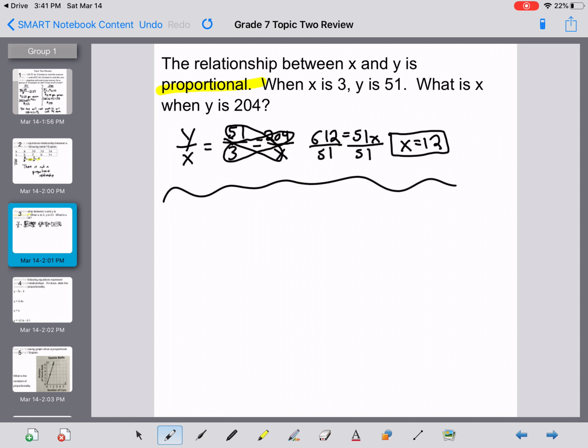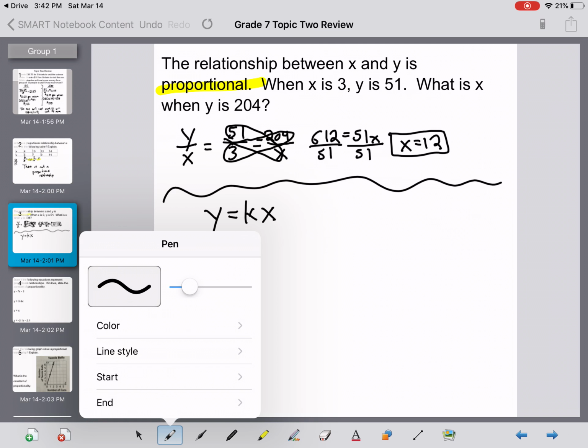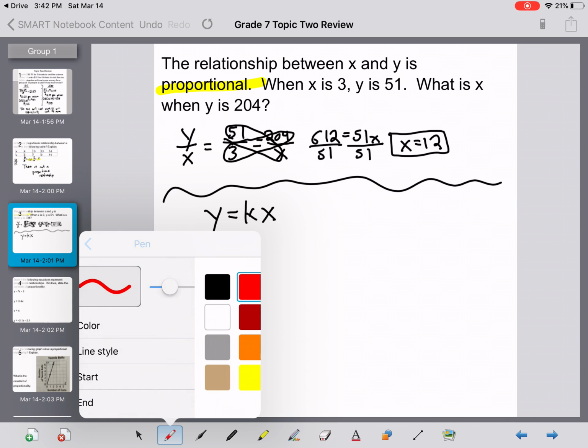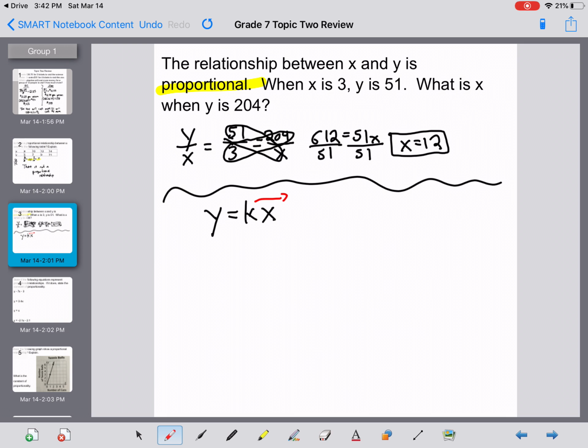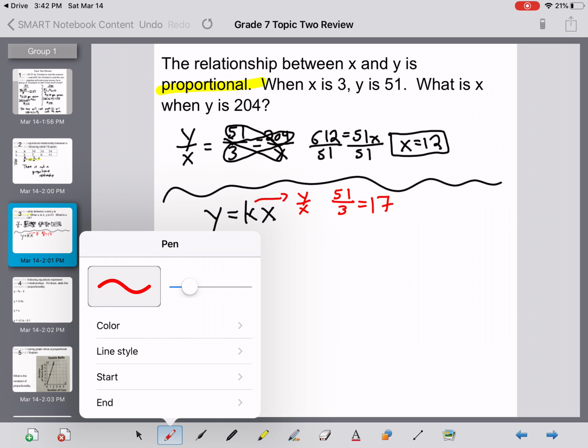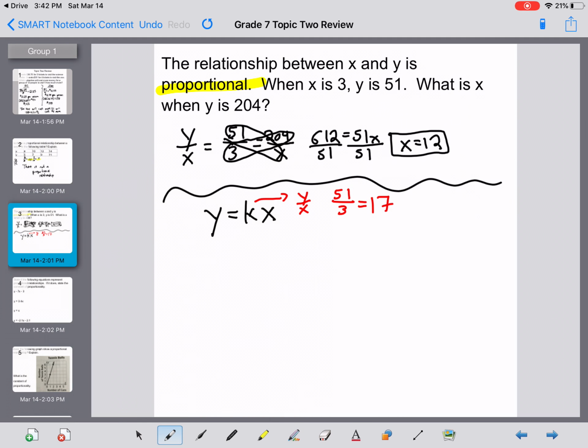Now the second way I could do this problem, since they tell me that the relationship is proportional, I know I can set up my equation as y equals kx, where k is my constant of proportionality. And the way I can determine what the k value is, k is always equal to y divided by x. So when I have 51 divided by 3, that would be equal to my constant of proportionality. 51 divided by 3 is equal to 17. So I know that my equation can be y equals 17x.